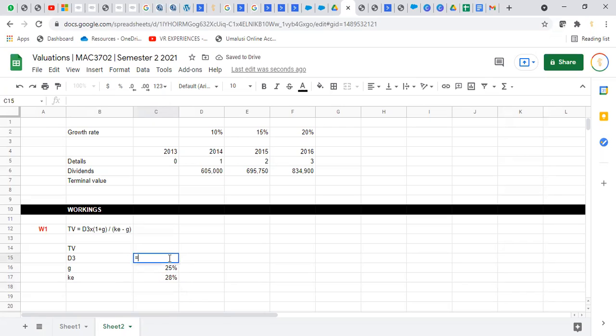D3, I'll just take from the answer over here. Now I can work out terminal value. So terminal value equals D3 multiplied by 1 plus the growth rate. Okay, so I'm just looking at the formula I typed up above. I'm going to put this all in brackets, divided by cost of equity, which is 28, minus the growth rate. Okay, so there we go.